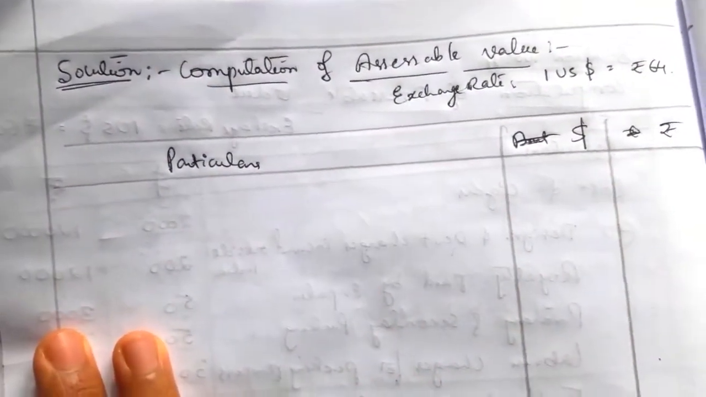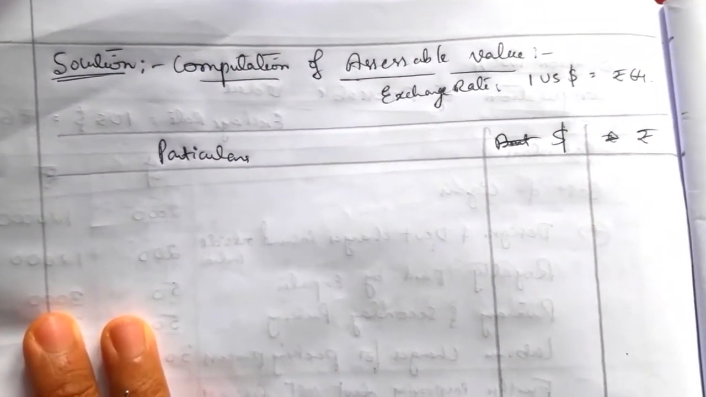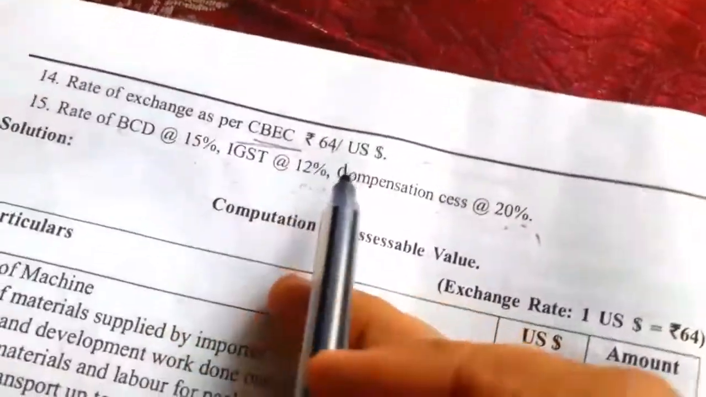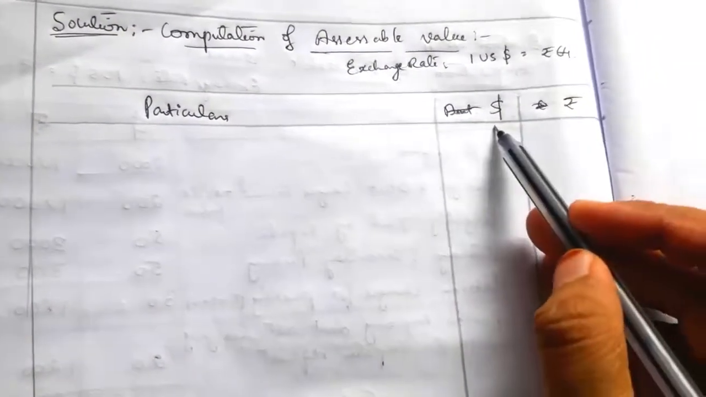Write the heading: computation of assessable value. Exchange rate is $1 equal to rupee 64. Then draw 3 columns: particulars and 2 amount columns. The first amount column is in dollars and the second amount column is in rupees. So we'll see one by one.